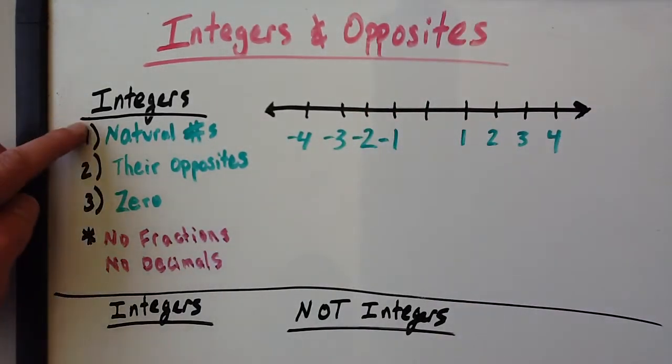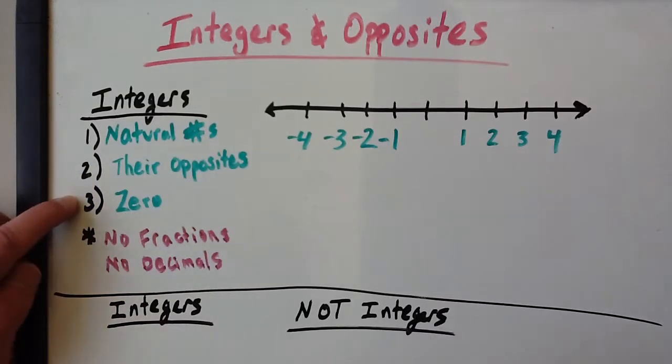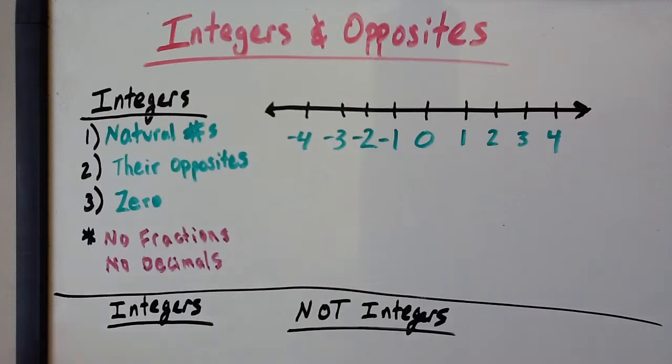So we have natural numbers, their opposites, and 0. That is the set of integers. As you can see here, there are no fractions and no decimals. Fractions and decimals are not integers.